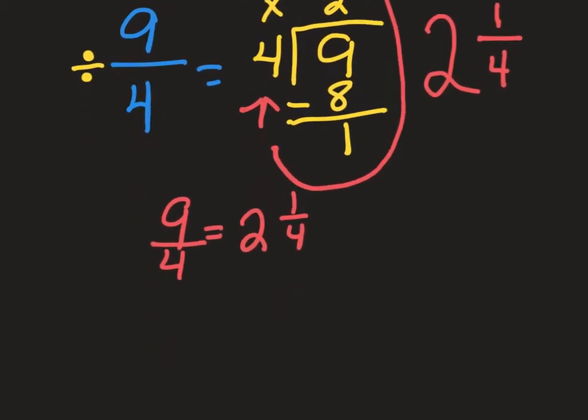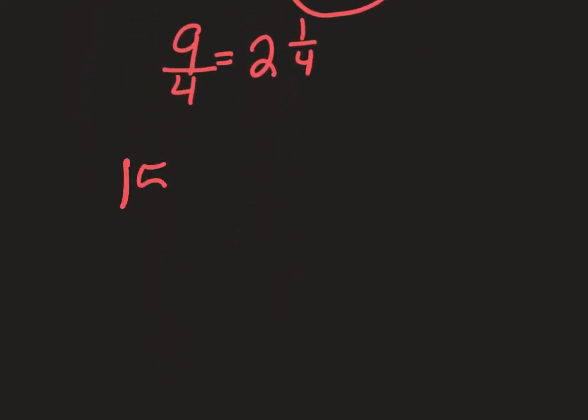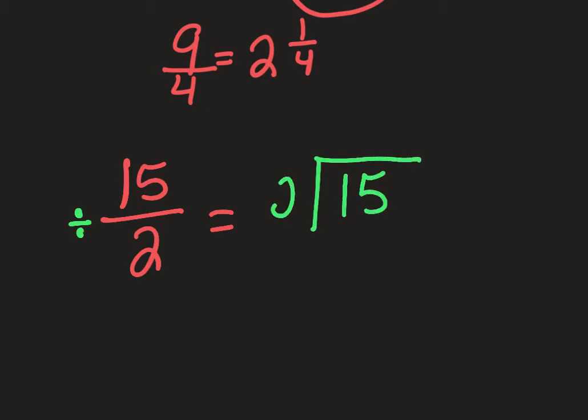Let's do some more. Next one is going to be 15 over 2 equals. I notice very quickly that my numerator is larger than my denominator, so I'm dealing with an improper fraction. So I have to remember that this line here means to divide. So I'm going to divide 15 by 2. I know that 2 will not go into 1, but I know 2 will go into 15 7 times. 7 times 2 is 14. I subtract and get a remainder of 1. I know that when I'm dealing with fractions, I'm trying to convert it from an improper to a mixed number, so I can't leave it this way.